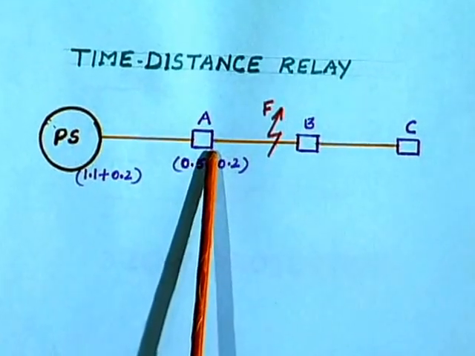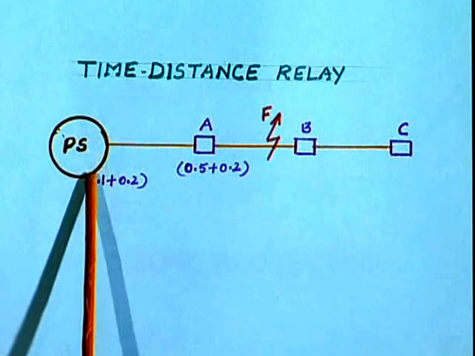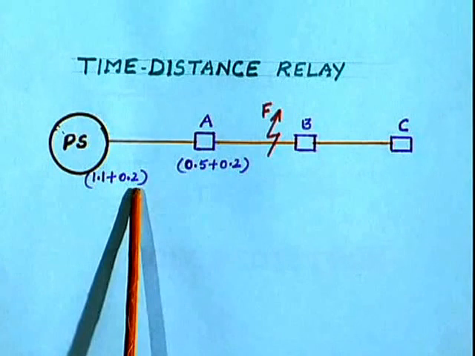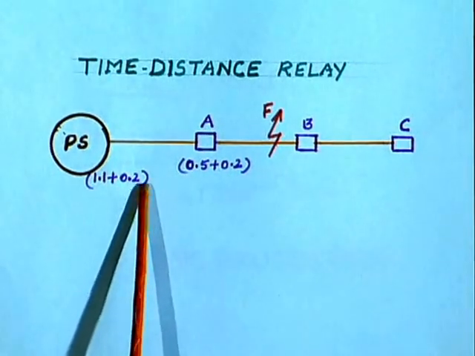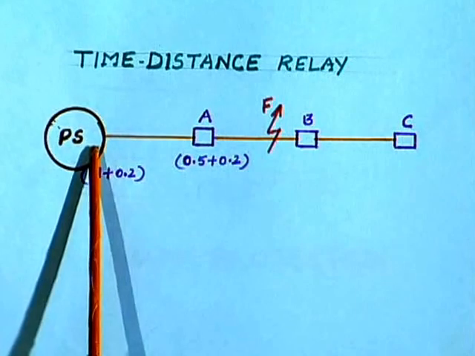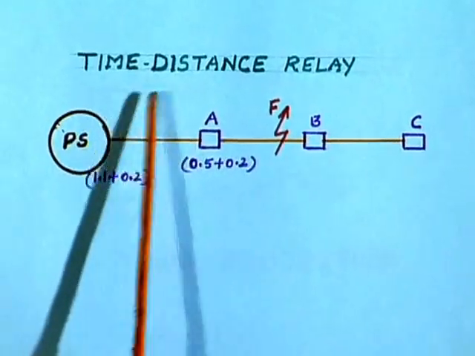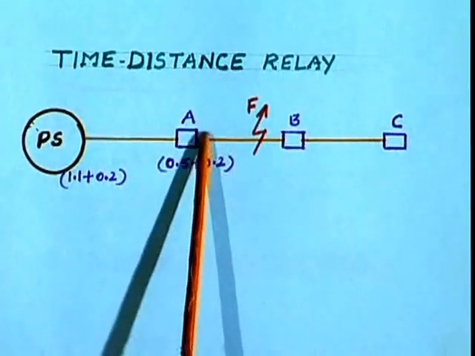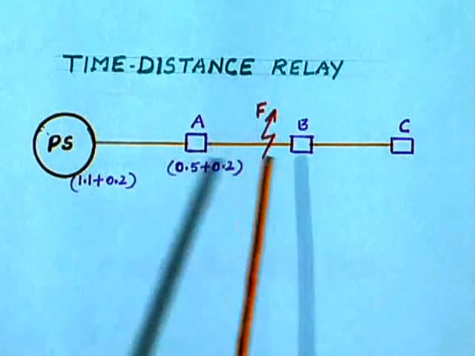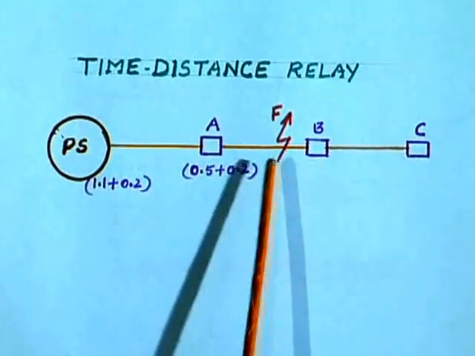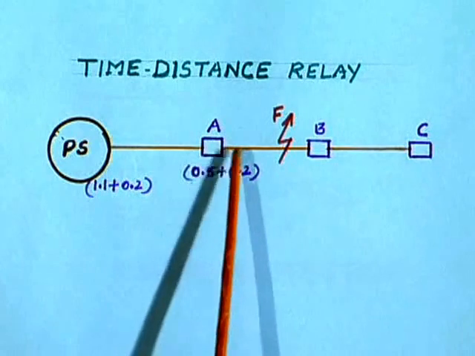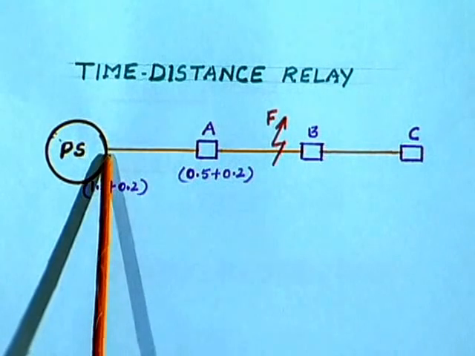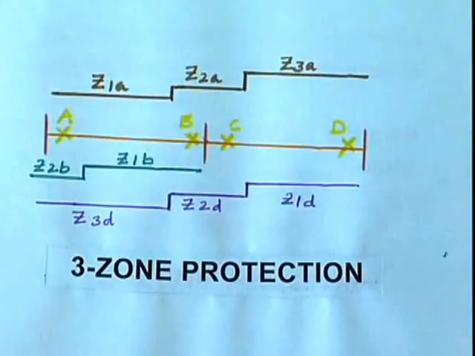If A fails to operate, then the relay near the power station will have a time setting of 1.1 second, and for circuit breaker operation it needs 0.2. So, 1.1 plus 0.2, 1.3 second the relay at the power station will operate. That means it measures the distance as well as the time delay that will be fixed for each relay. So, within the time delay only the relay will operate. If the fault occurs between A and B, after 0.7 second A operates. If A fails to operate, after 1.3 second the relay nearest the power station will operate.